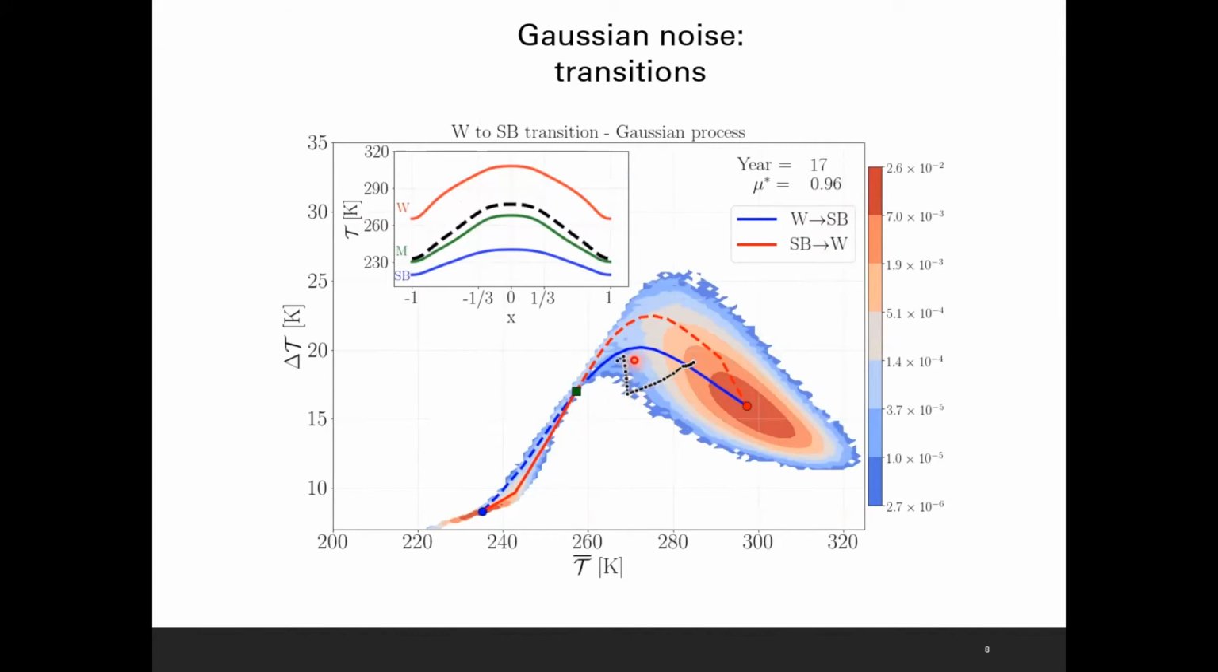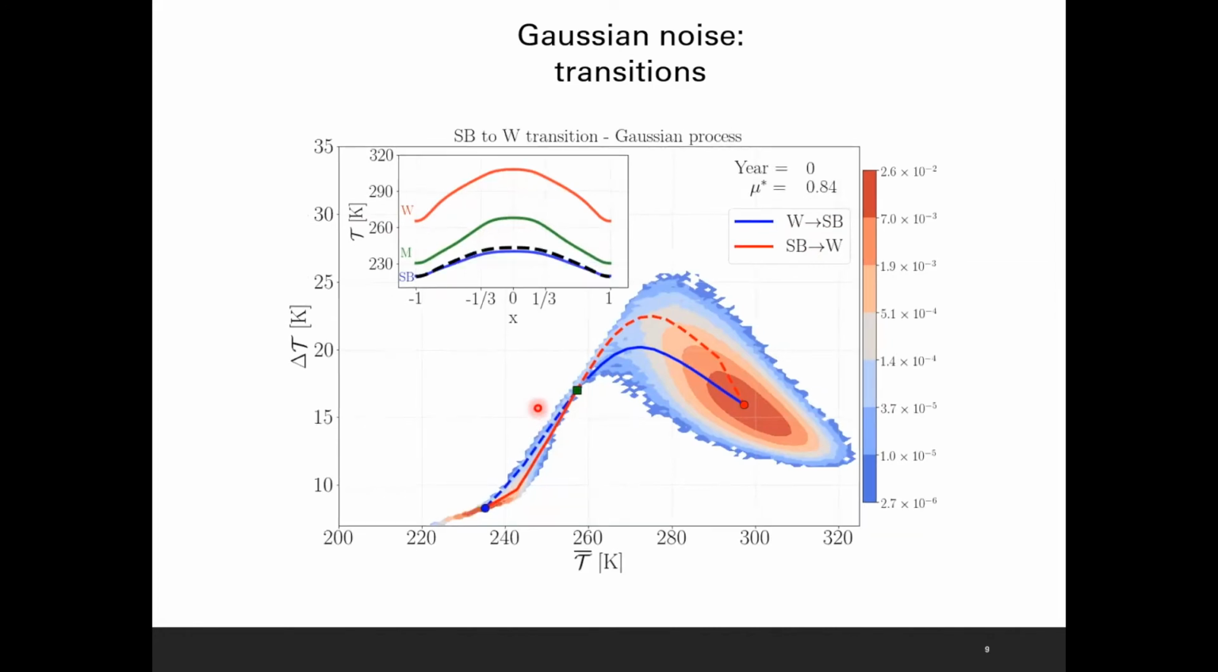Now you see a transition is occurring, and it crosses the edge state, and it really nicely collapses to the stationary solution, and then it just relaxes to the completing snowball attractor. Now let's see the opposite one. Now we're going from snowball to the warm.